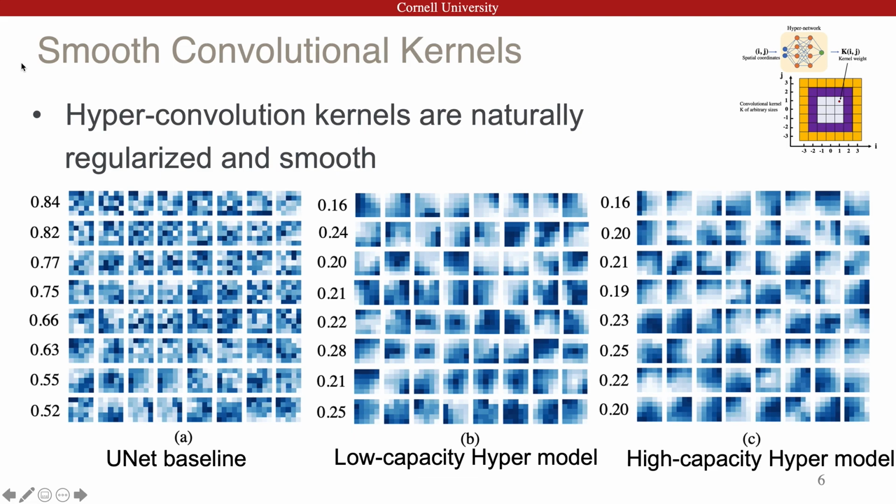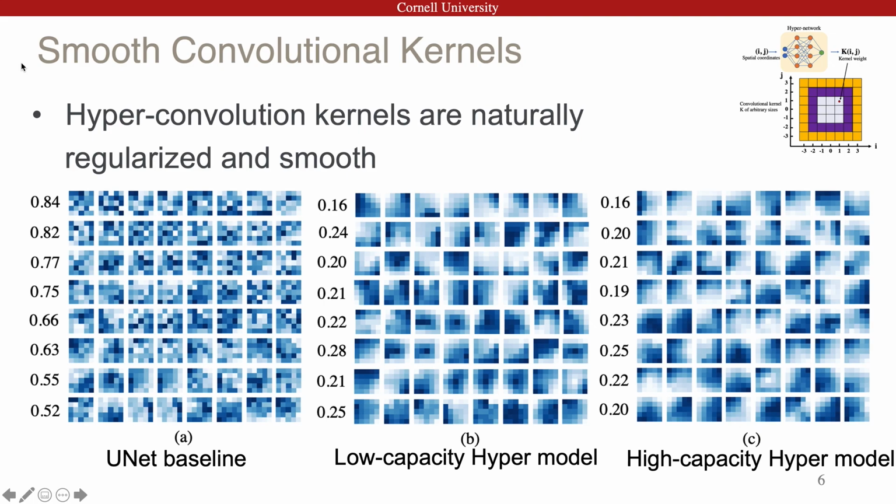Another feature of hyper-convolutions is that the kernels are naturally regularized and smooth. Here we show random convolutional kernels of a UNet baseline and its hyper-convolutional counterparts. The high-capacity model has the same number of parameters as the UNet baseline. The numbers on the left of each panel are the second-order Laplacian of the kernels, a lower number indicating more smoothness. As we can see, regardless of the model size, hyper-convolution always learns much smoother kernels compared to the baseline.